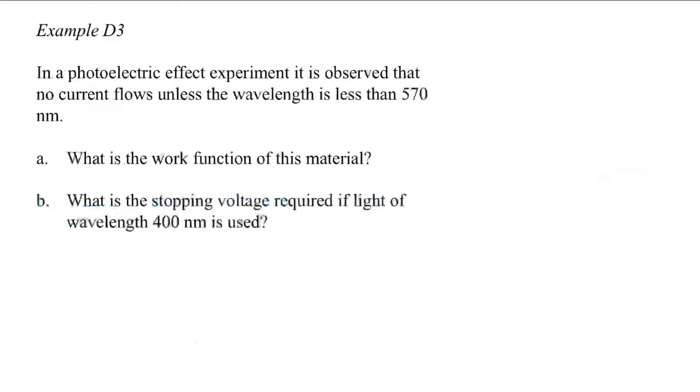So we have a photoelectric effect experiment. It's observed that no current flows unless the wavelength is less than 570 nanometers. So that didn't give us our threshold frequency. It did give us, however, our threshold wavelength, I guess we could call it. First we want to know, what is the work function of this material? Well, we know that the work function is equal to h times the threshold frequency. But again, we don't have that threshold frequency, but we have the equivalent with the wavelength, right? Because the frequency is c over lambda. There we go. We can calculate that, no problem. So let's do that.